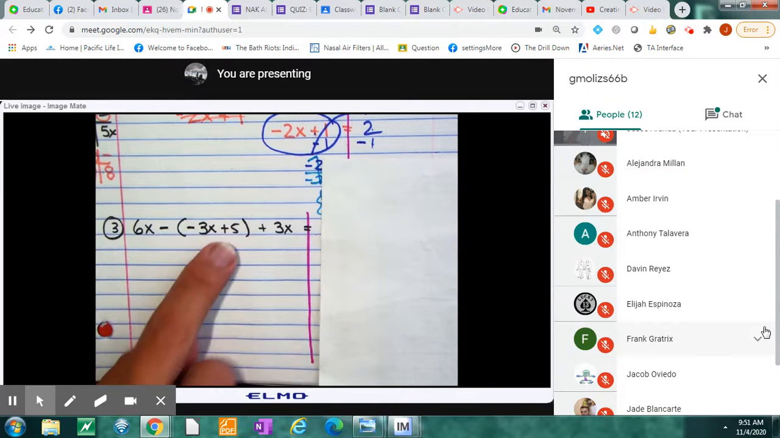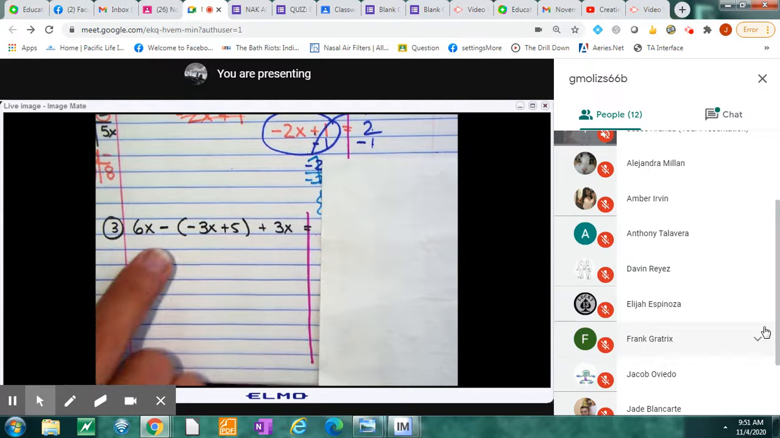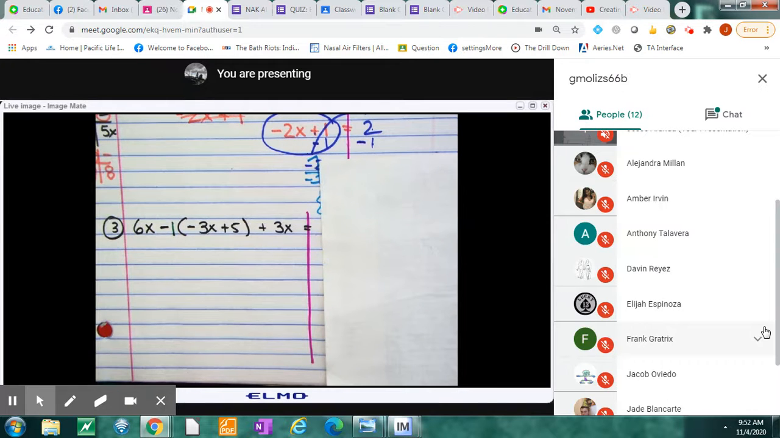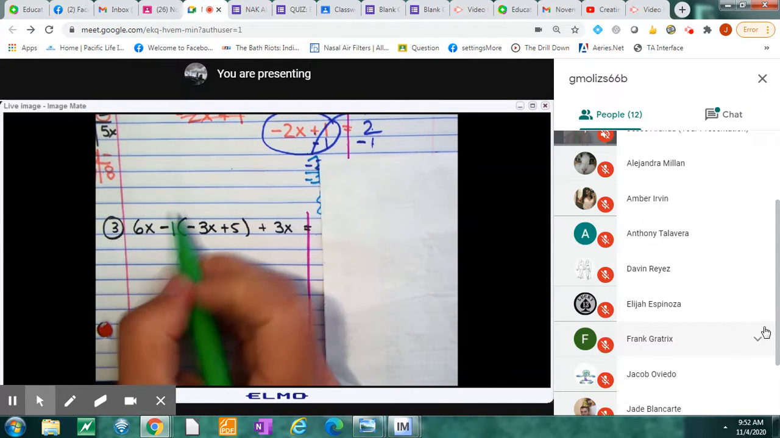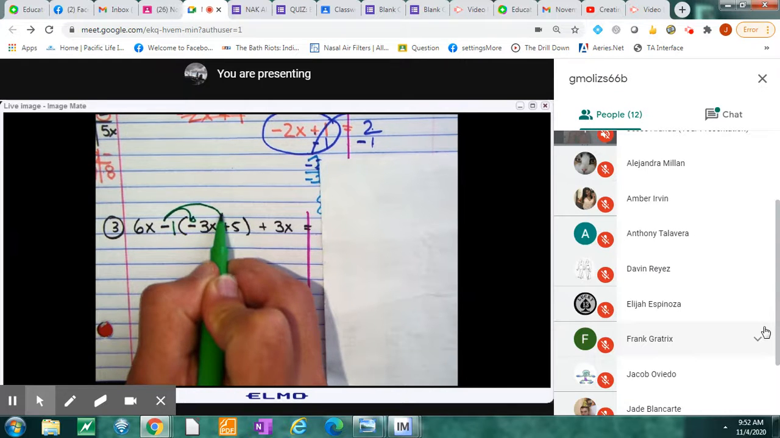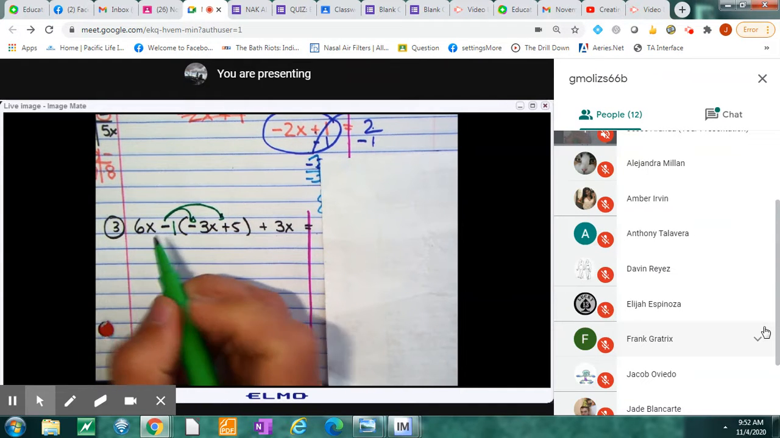So again, you see a parentheses, right? But it's a minus something. So what am I going to put? A 1. Okay? A 1. So now I'm going to go ahead and multiply. See that? So here we go.